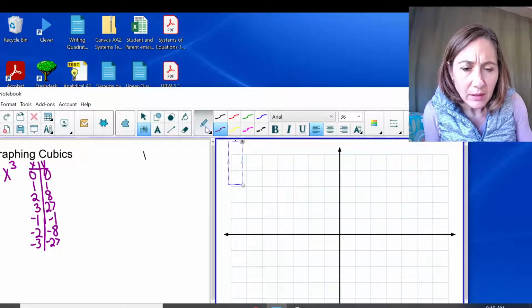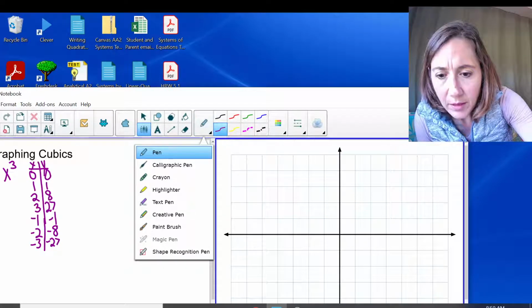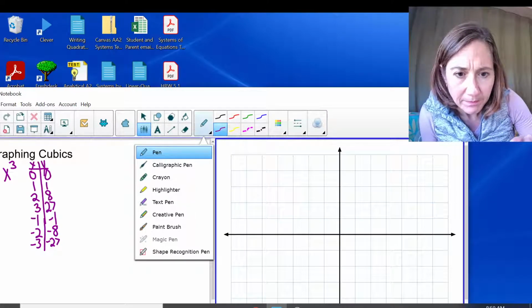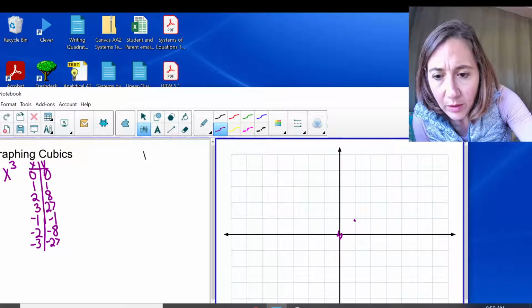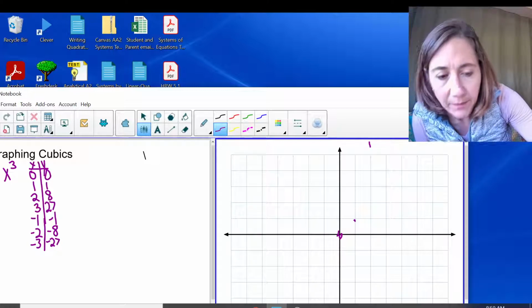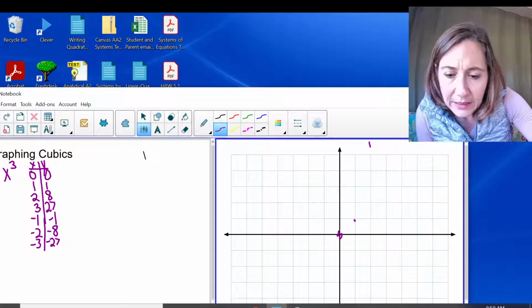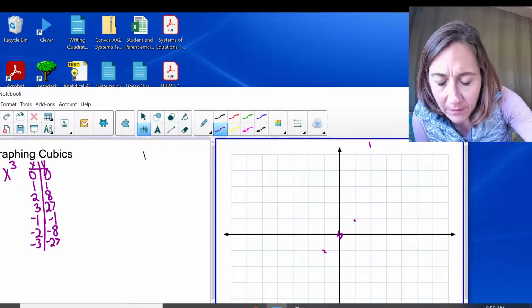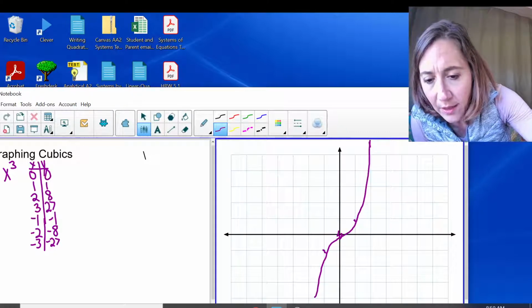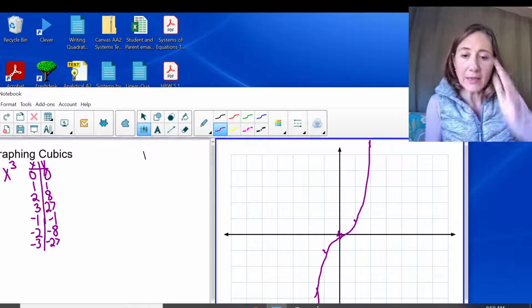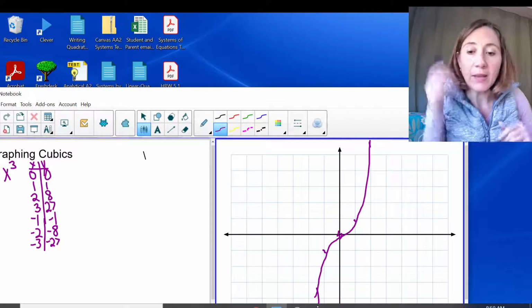So, 0, 0 is right here. 1, 1 is right here. 2, 8, 1, 2, 1, 2, 3, 4, 5. I'm off the screen already. So let's see. 1, negative 1, and 2, 8 is off the screen. Okay, so it's going to make an S shape like this. It's going to start going very steeply downhill on one side and very steeply uphill on the other.